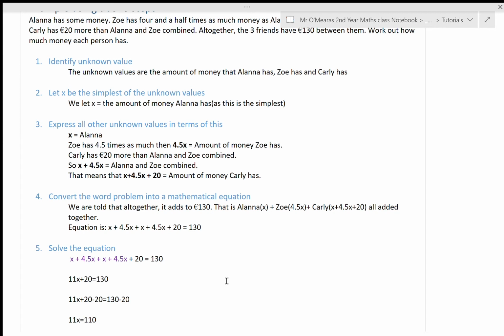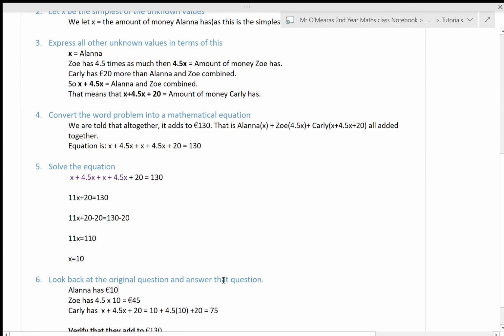That is 11x. Then we still have the plus 20, and we are going to let that equal 130 as we had, and we're just going to solve that. So you can see there we're taking 20 from both sides. We basically want to get x on its own, and we end up with 11x equals 110. You divide both sides by 11 to get x on its own, and we get x equals 10.